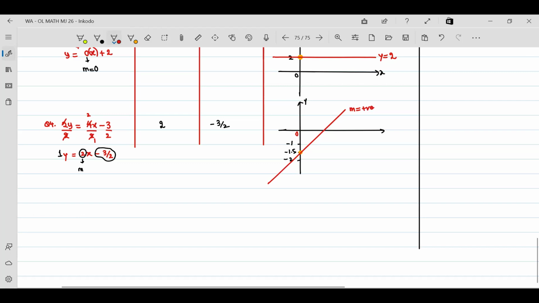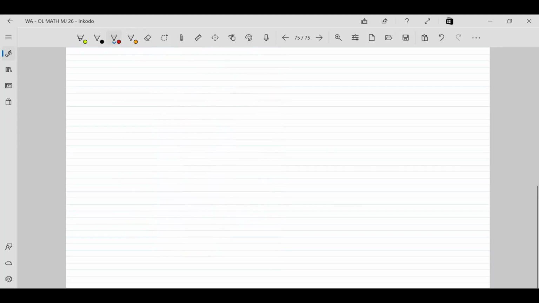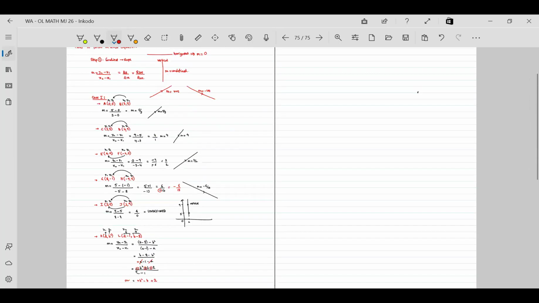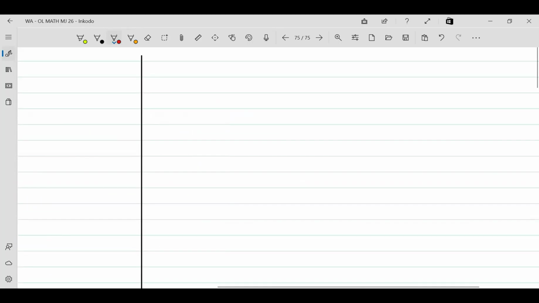Now, this topic is over. Let's do some basic questions. Same process, but without the graphical representation. Okay. So now we move on to this. Questions: state the gradient and the y-intercept. And these will be difficult questions. Okay.